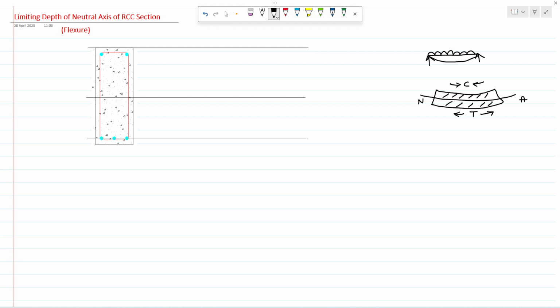So I have taken the same cross section of the beam. Here the width of the beam is B, whereas the overall depth of the beam will be D, and its effective depth will be small d.